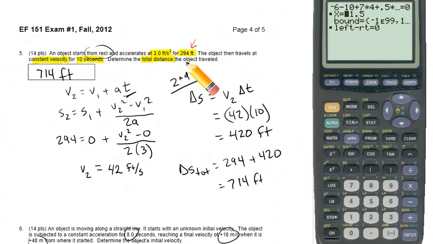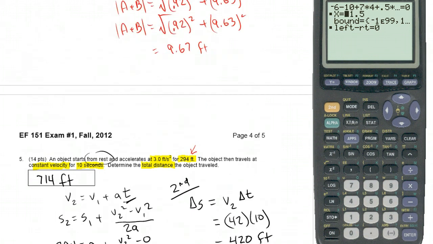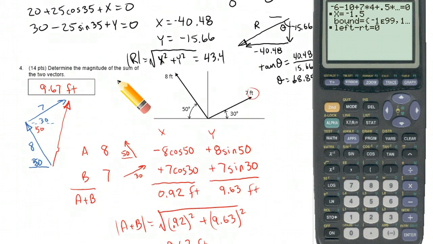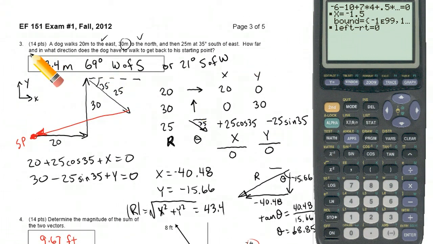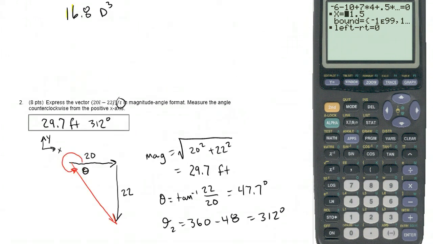Okay. Let's see, total distance the object traveled. So I'm going to use feet here, and it doesn't matter for direction. Work that one okay. Magnitude of the sum of the two vectors. So I just need a magnitude. The vectors were in feet, so I should be okay there. Looks like I have a reasonable answer. How far and in what direction? So we're in units of meters, and I give a direction, I've given a reference. So everything looks right there.